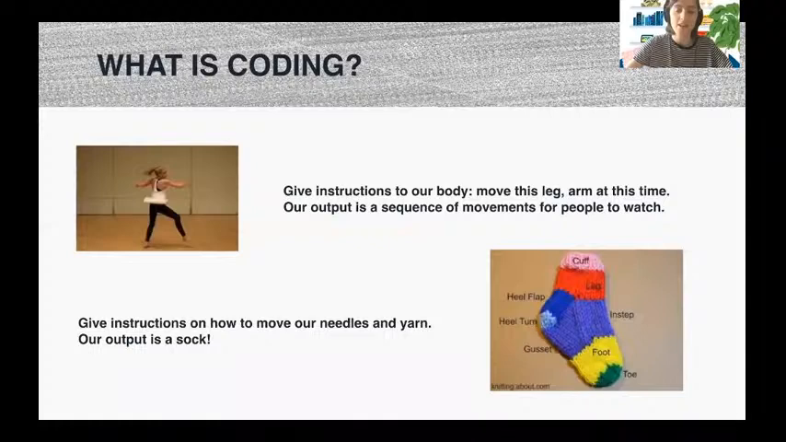I can see how this makes them an algorithm, because with the dance routine, what we're doing is giving instructions to our body. So we'll say move this leg or this arm or this hip, and then our output is just a sequence of movements for people to watch. Similarly with our sock, we're given the instructions on how we want to move our needles and our yarn, and then our output is just a sock, or sometimes two socks.